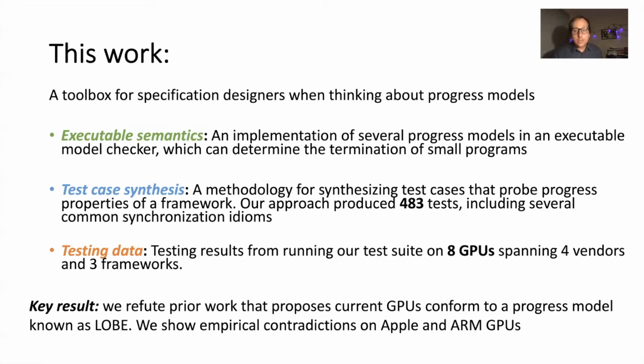We are able to produce 483 progress litmus tests, including tests corresponding to common synchronization idioms. And using those tests, we were able to collect a large amount of testing data. We ran all of our tests on 8 different GPUs spanning 4 different vendors and 3 frameworks. One of our key results is that we refuted a hypothesis in prior work that suggested that they had a progress model that described modern GPUs. We actually showed that there are some tests that can deadlock on modern GPUs that they thought would pass. So we think that that's a pretty interesting result.